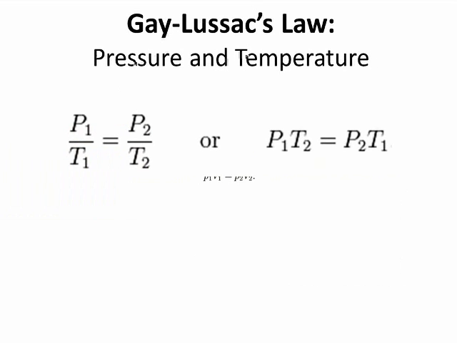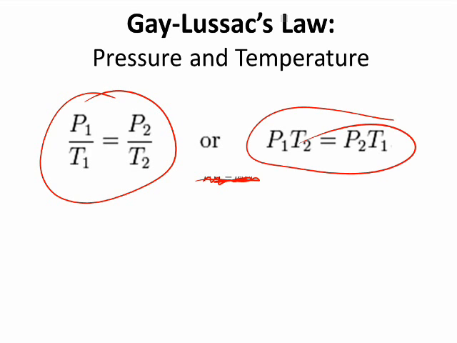Here's his formula. P1 over T1 equals P2 over T2, or P1 T2 equals P2 T1. Either way, once we get to the combined gas law, it takes care of it all.